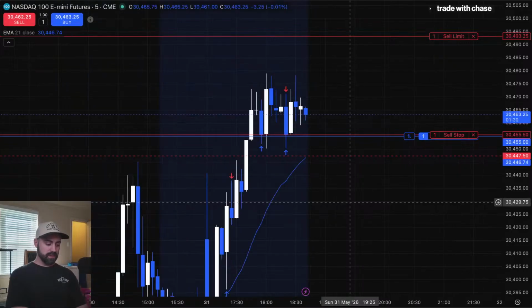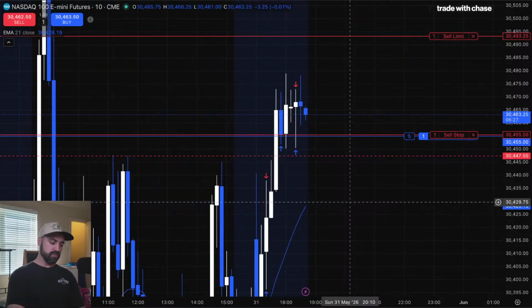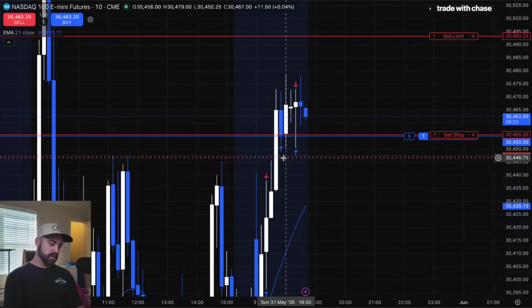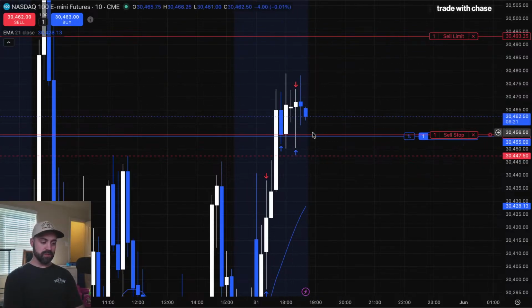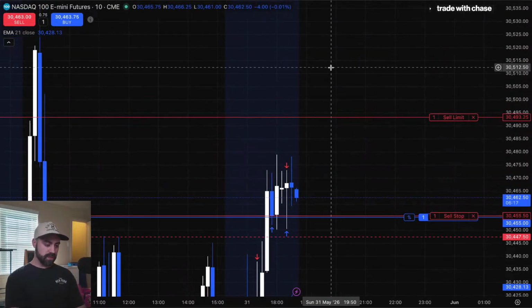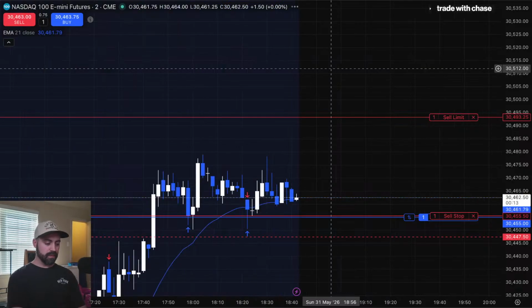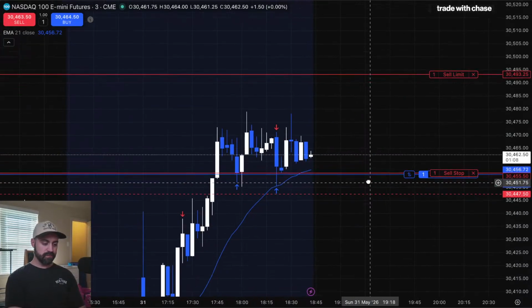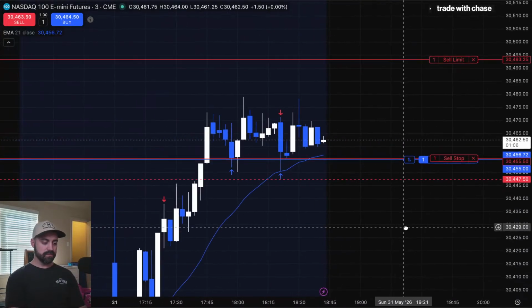This consolidation after a big move up, a lot of times tends to form a flag pattern, which would typically break out and move to the upside since we are in an uptrend, but no guarantees. That is for sure.